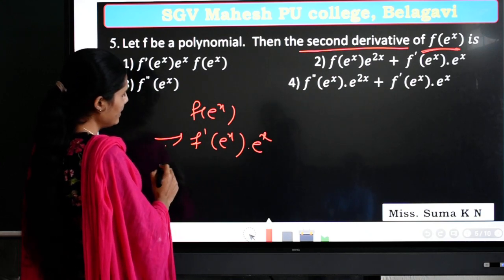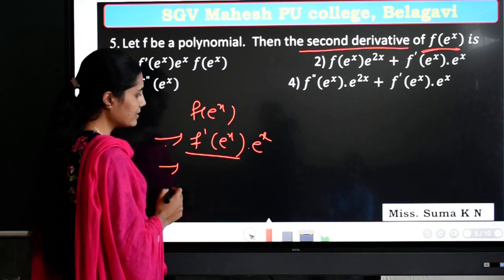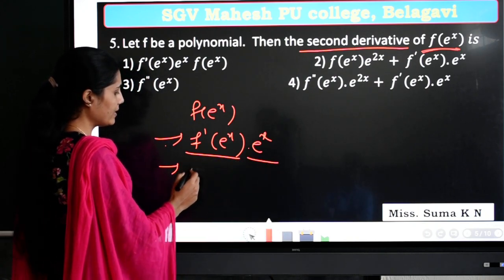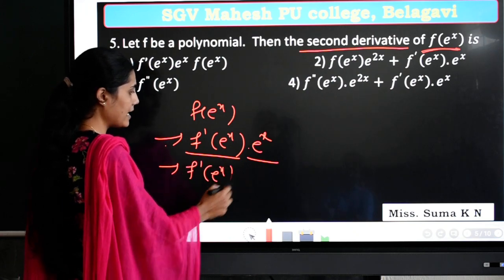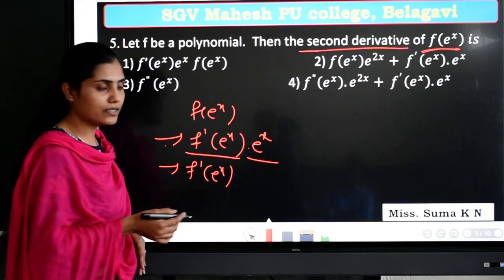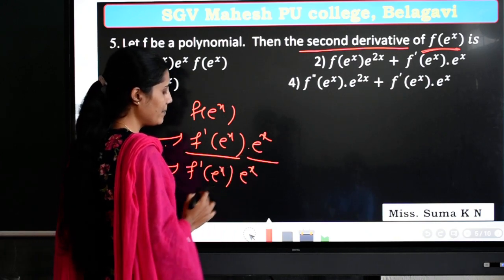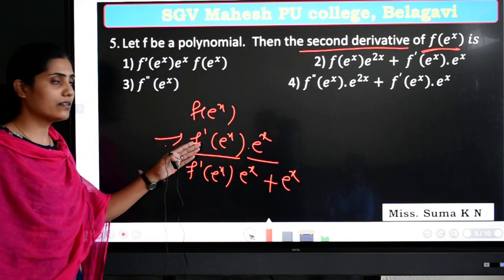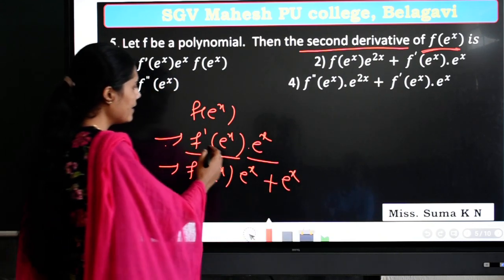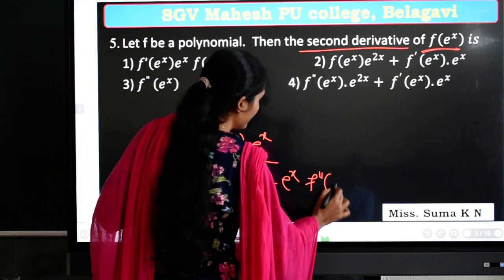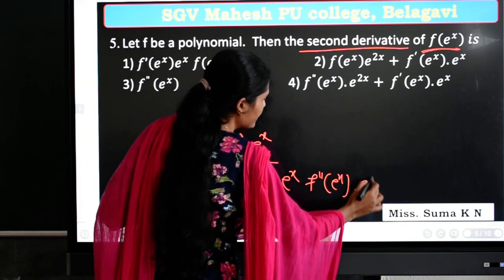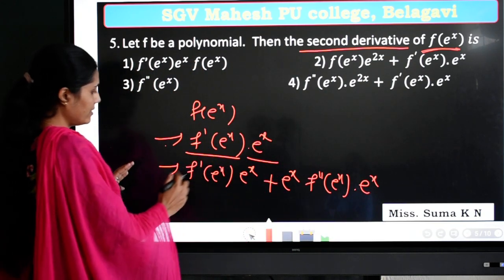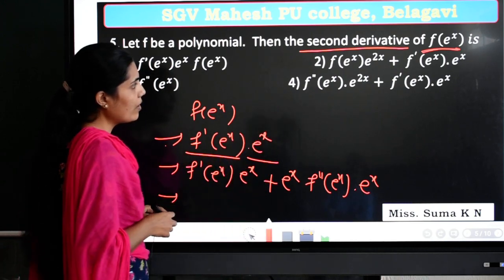Again, here they are asking the second order derivative. Let's consider this as one function and this as another function. By applying the u into v method, keeping the first function f dash of e power x as it is, differentiation of the second function e power x is e power x, plus keeping the second function e power x as it is, differentiation of the first function, f dash of e power x, is f double dash of e power x into e power x differentiation, which is e power x.